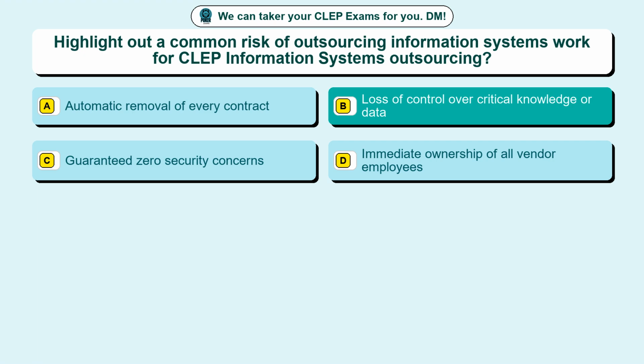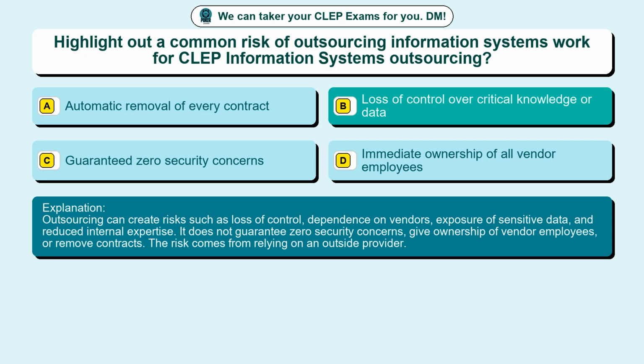Loss of control over critical knowledge or data. Outsourcing can create risks such as loss of control, dependence on vendors, exposure of sensitive data, and reduced internal expertise. It does not guarantee zero security concerns, give ownership of vendor employees, or remove contracts. The risk comes from relying on an outside provider.